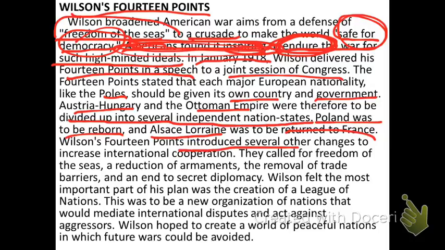His 14 points also introduced several other changes to increase international cooperation, and this was very important, he felt, to creating a world that was safe for democracy, to create a world where we would not have another world war. Some of these changes would be a call for the freedom of the seas, a reduction of armaments, and the removal of trade barriers. Pretty important stuff. I think most importantly, he wanted, and this is the last one mentioned here, an end to secret diplomacy. That secret diplomacy is, of course, the alliance system.